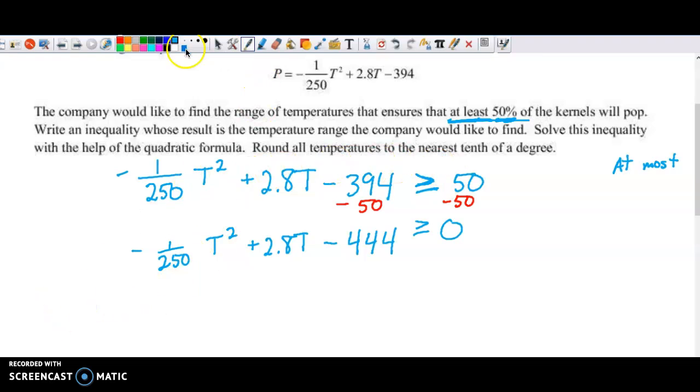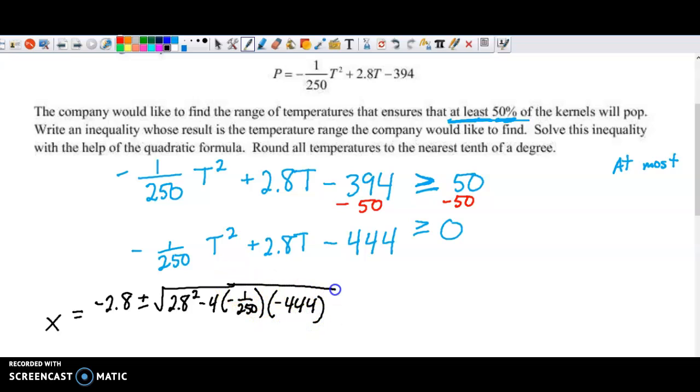Now, if we employ the quadratic formula, we're going to have negative b plus or minus the square root of b squared, so 2.8 squared, minus 4 times a times c, all over 2a.